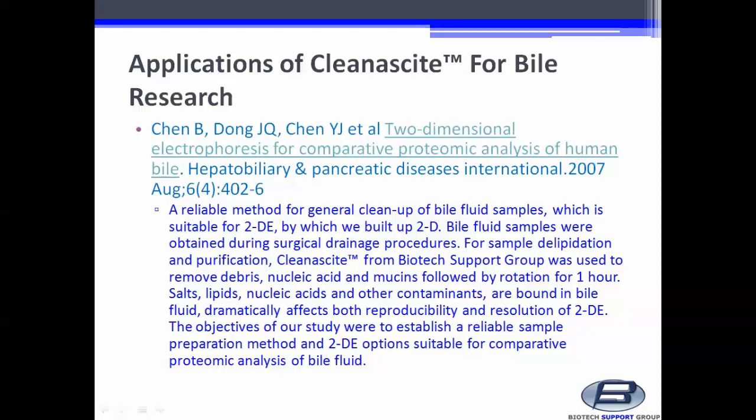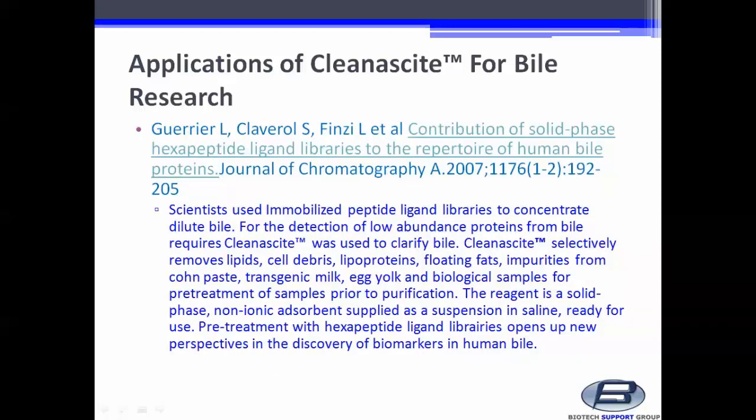Salts, lipids, nucleic acids, and other contaminants are bound in bile fluid, dramatically affecting both reproducibility and resolution of 2DE. The objectives of the study were to establish a reliable sample preparation method and 2DE options suitable for comparative proteomic analysis of bile fluid.